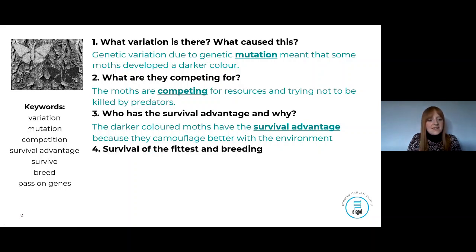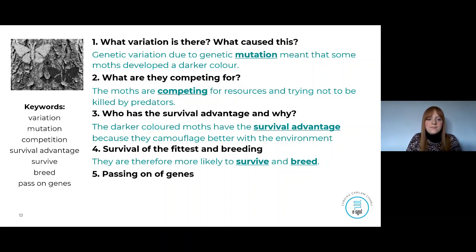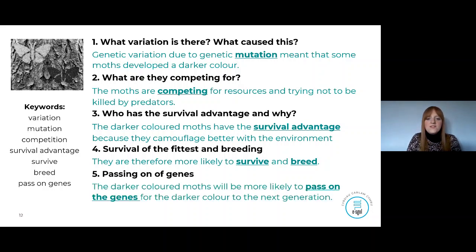Then we get on to this idea of survival of the fittest. I'm sure that you've heard of that term before. Survival of the fittest is all talking about what will happen to those dark moths that have the survival advantage. They are therefore more likely to survive and breed. And then we can talk about what happens then. The darker coloured moths will be more likely to pass on the genes for the darker colour to the next generation. And this will happen over a series of generations.